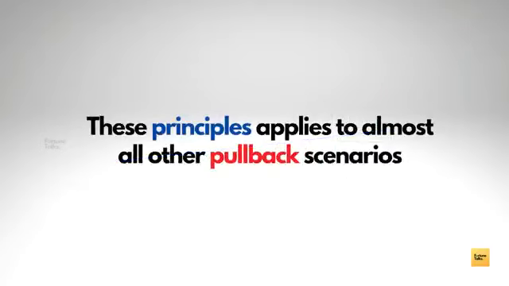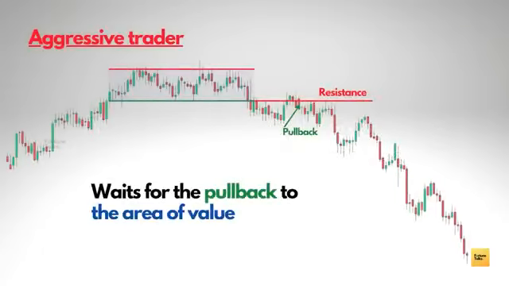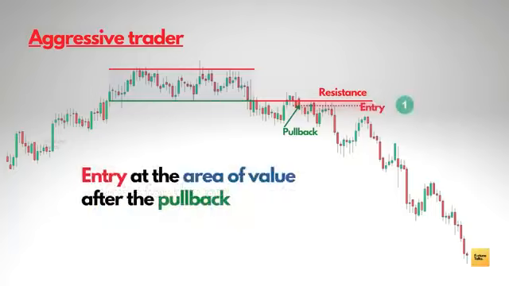Now these principles can be applied to all other pullback scenarios that we will discuss along the way. Let us take the case of an aggressive trader. Now the aggressive trader waits for the price to come back to the pullback area, which may be a support or a resistance level, a trend line, a moving average, etc. And he enters the trade right away when the price pulls back to the level. Let us say point 1 marks this approach in the scenario of a breakout and pullback.